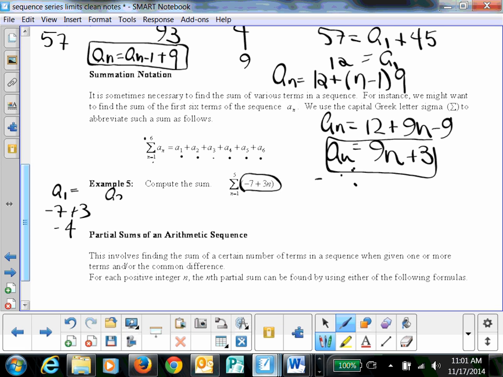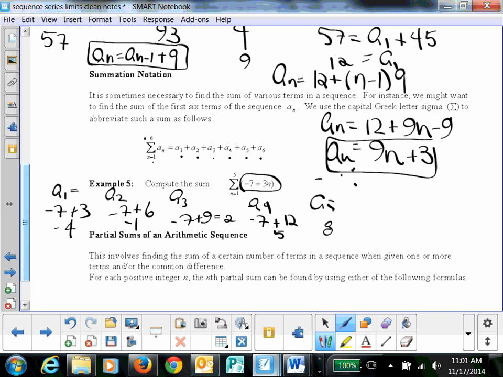The second term is going to be -7 plus 6, so I'm getting -1. All right, the third term, -7 plus 9, or 2. The fourth term is going to be -7 plus 12, or what? Okay, good. Now remember, this is arithmetic, so we're going up by what? 3s each time, so really a sub 5. Okay, that's easy. That's going to be 8.